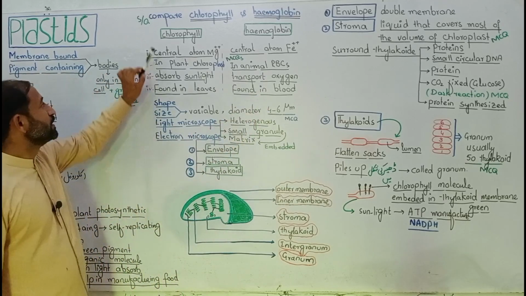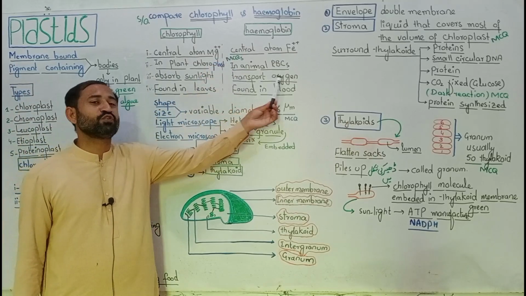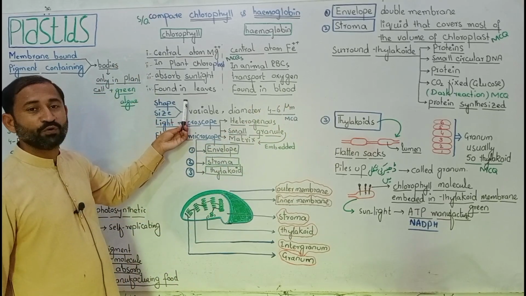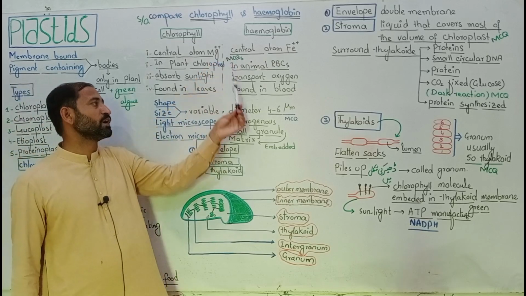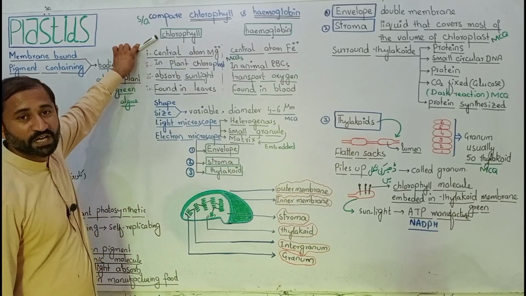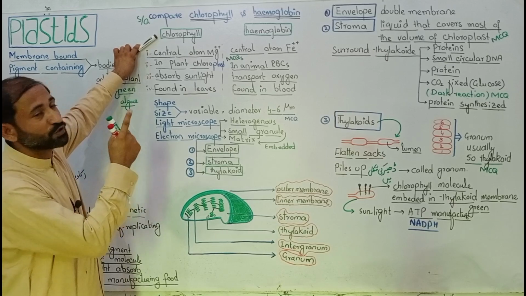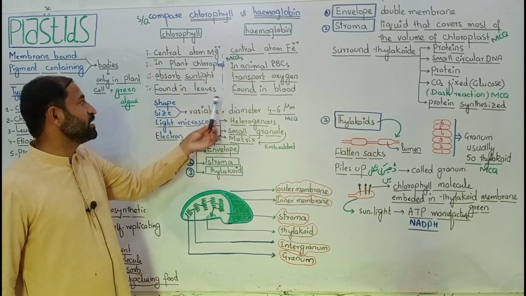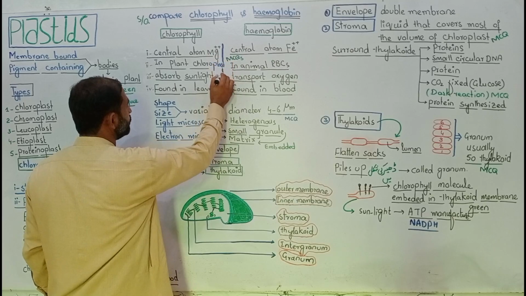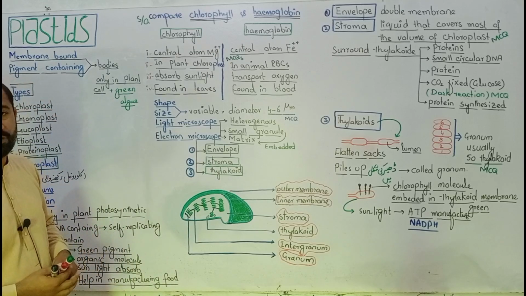Next one is chlorophyll absorbs sunlight and hemoglobin transports oxygen. That is the third point. Fourth point is that chlorophyll is found in leaves, whereas hemoglobin is found in blood. That was 4 differences between chlorophyll and hemoglobin. It is the best way to write a differentiation or comparison between chlorophyll and hemoglobin. Make a line between them and write their opposite points in front of each other.